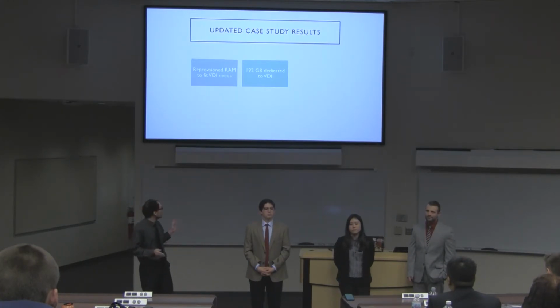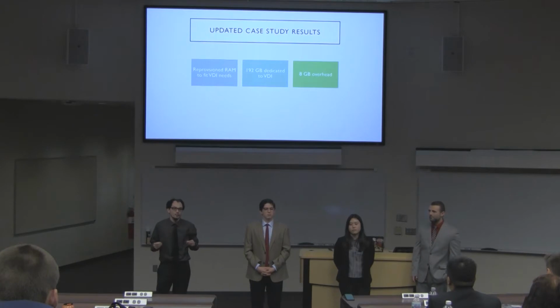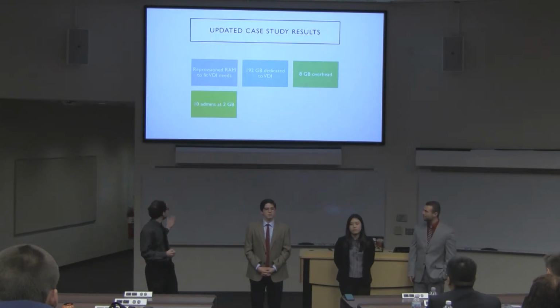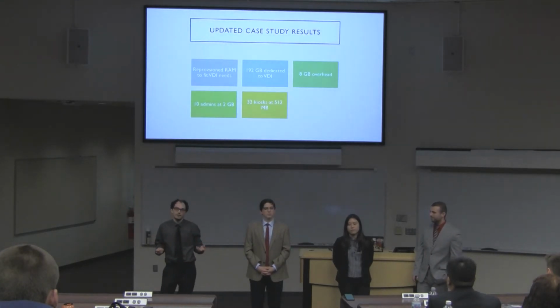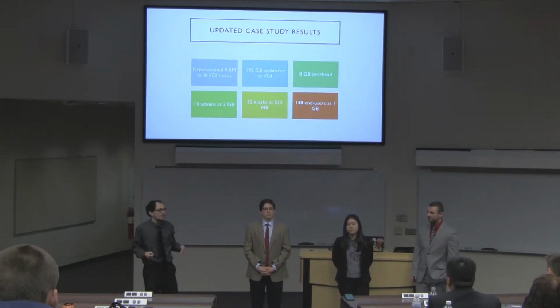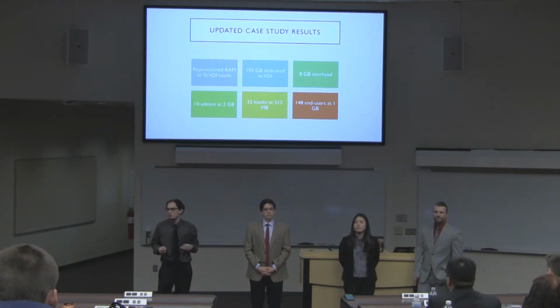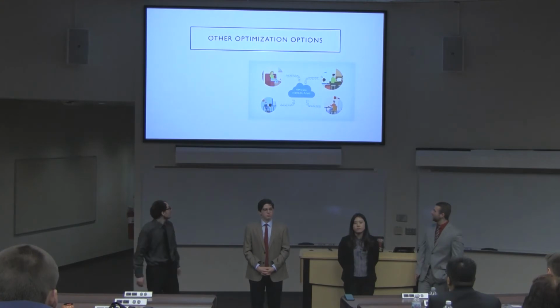However, 8 of that is still gone right away to ESXi, and then we decided that having 10 admins at about 2 gigs each, and 32 kiosks at half a gig each, left us with about 150 possible end users running machines on 1 gig each.